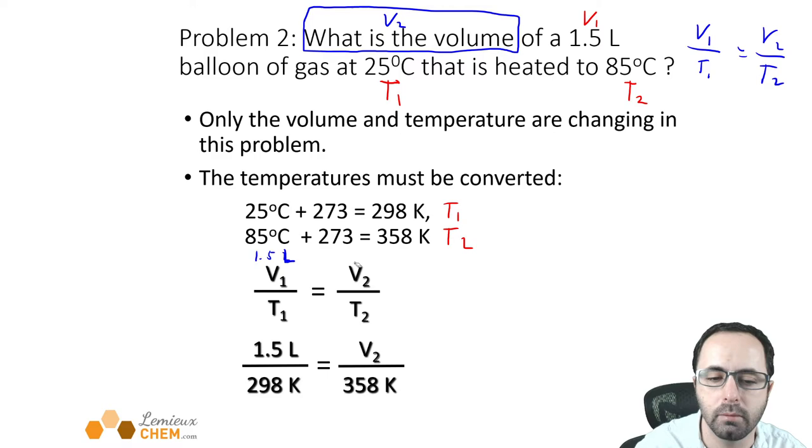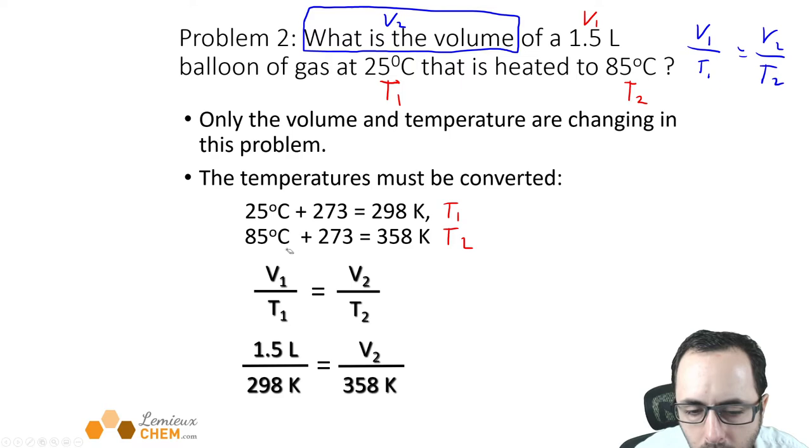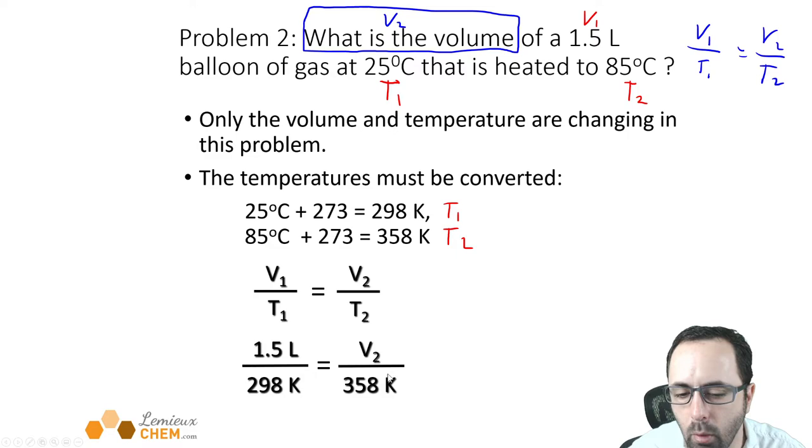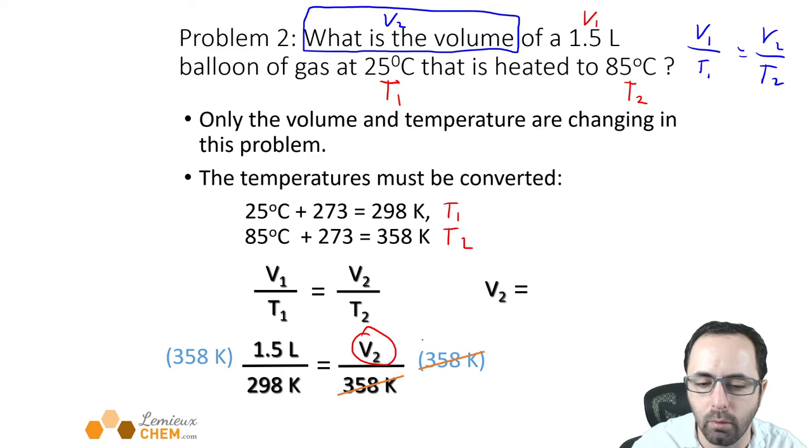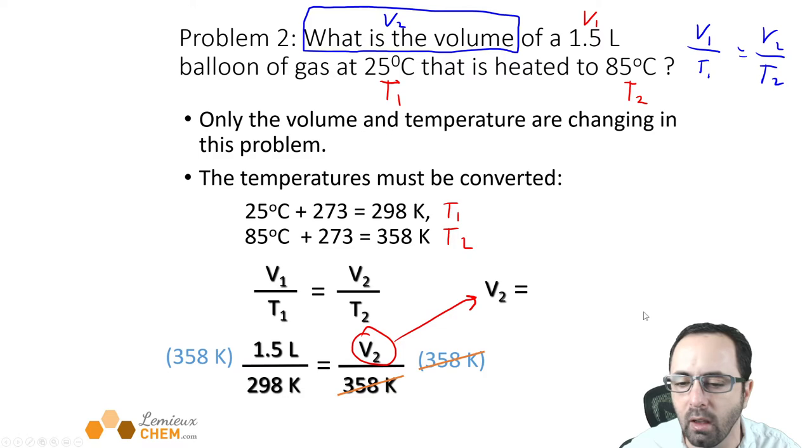Plugged them in. Now here's where things get a little bit tricky, or they will get even trickier when we want to solve for temperature. But here, we need to solve for V2. We need to get rid of the 358 Kelvin, so we're going to multiply both sides by 358 Kelvin, and those will cancel. On the left side, we're going to get 1.5 liters times 358 Kelvin. So all of this will equal V2, that's the only thing that's left. On this side, all we've got left is V2. Then the other side is 358 Kelvin times 1.5 liters on the top, and on the bottom is 298 Kelvin.